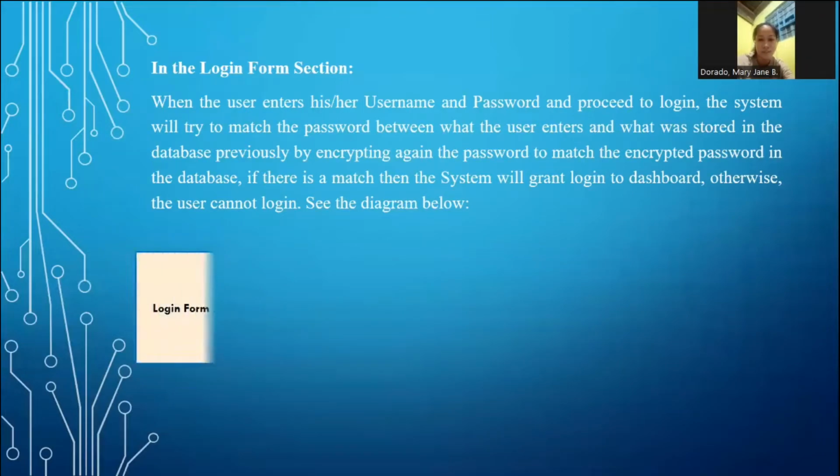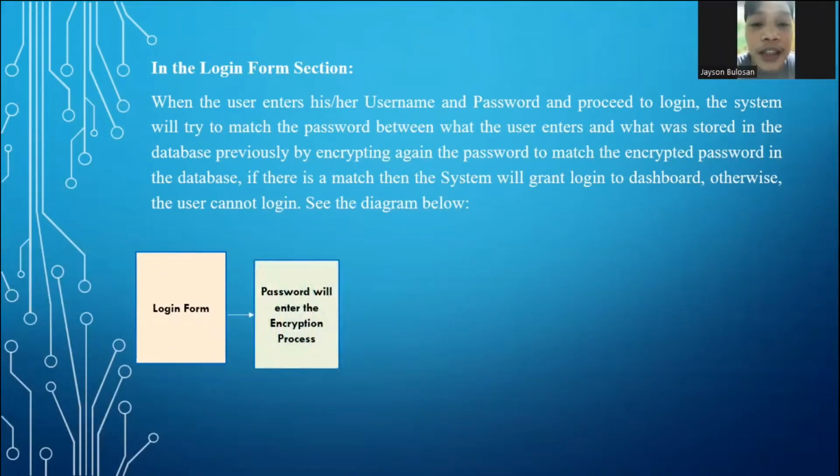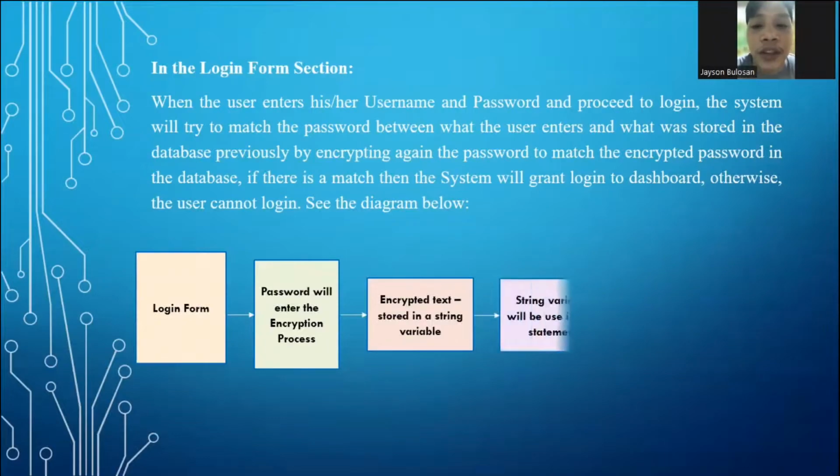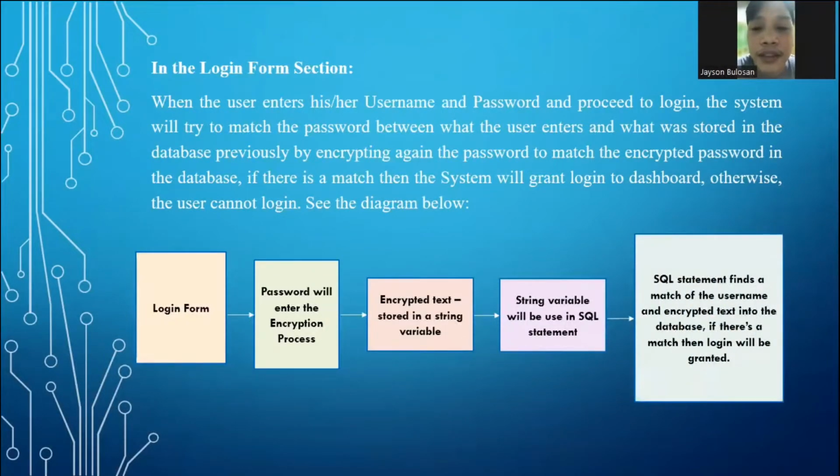See the diagram below. As you can see in the diagram below, we must first see the login form. After that, the password will enter the encryption process. After the encryption process, the encrypted text is stored in a string variable. After that, the string variable will be used in the SQL statement. And after the process, the SQL statement finds a match of the username and encrypted text in the database. If there's a match, the login will be granted. Otherwise, the user cannot log in.